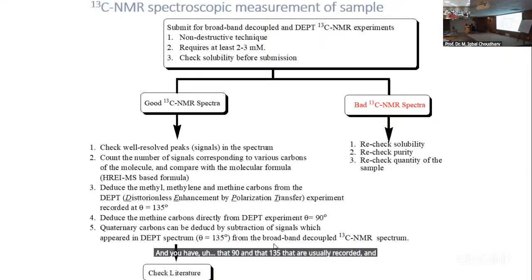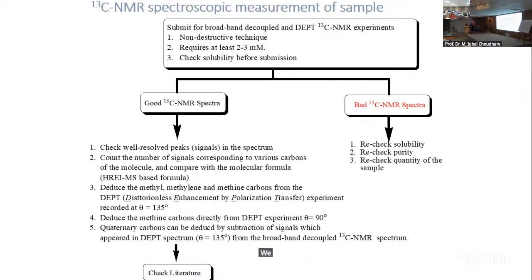In DEPT 90, you can identify only CHs, while in DEPT 135, CH2 point downward, and CH and CH3 point upward. And a quaternary carbon we cannot see, because of the polarization transfer. DEPT stands for Distortionless Enhancement by Polarization Transfer. Polarization can transfer only from the higher polarized to the lower polarized nucleus, so proton to carbon. A quaternary carbon doesn't have a proton attached to it, so the polarization cannot transfer. That's why we cannot observe it in the DEPT NMR spectrum.